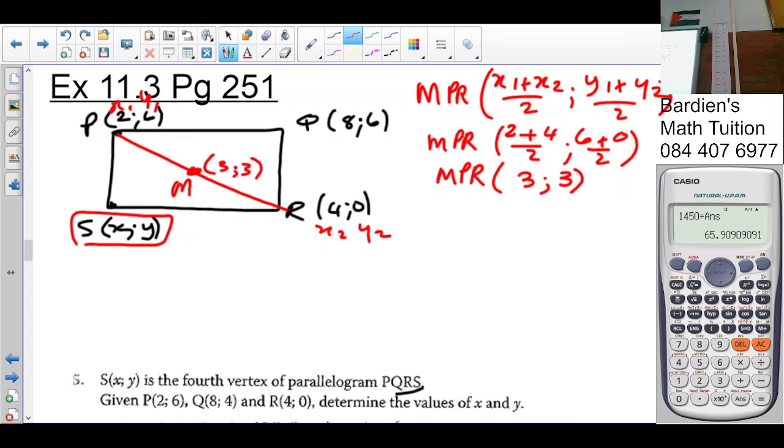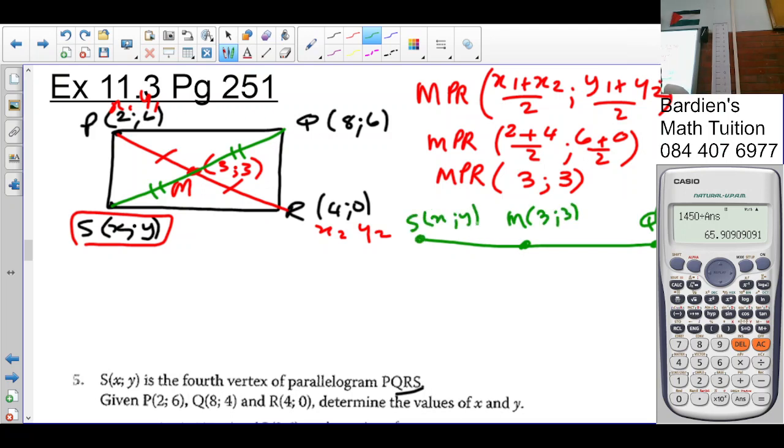So if we go the other way now, what do we have now? Just remember this was the midpoint. So now we have a line looking like this. We've got Q, which is 8 and 6. We have the midpoint, which is 3 and 3. And we need to work out S, which is x and y. Can you see that, people? You will understand.